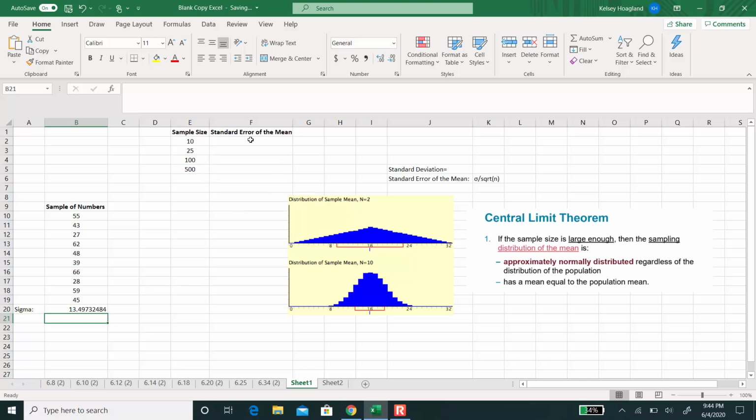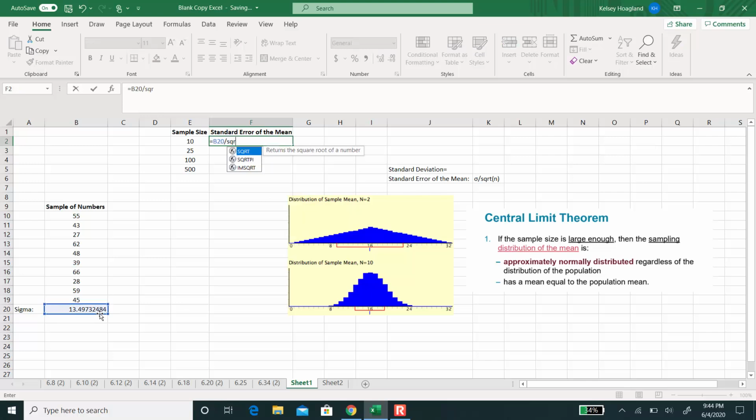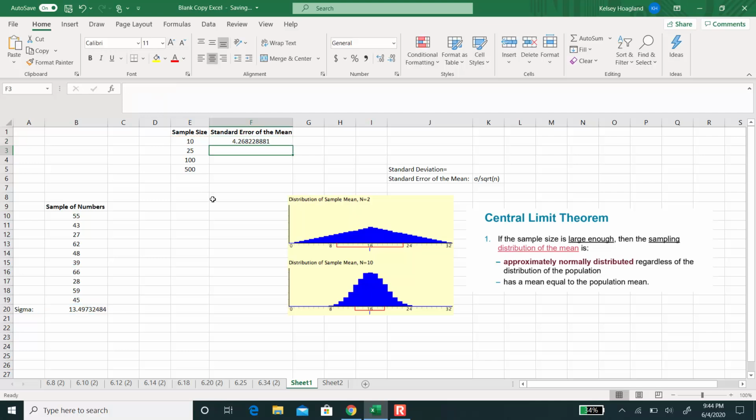And we get 13.49. Then we'll go over here and find the standard error of the mean for these varying sample sizes. We'll start with 10, the sample size, and we'll use this equation right here, the standard error of the mean, to take sigma and divide it by the square root, SQRT, of 10, and we get 4.26. Now we'll do the same thing but with a sample size of 25.